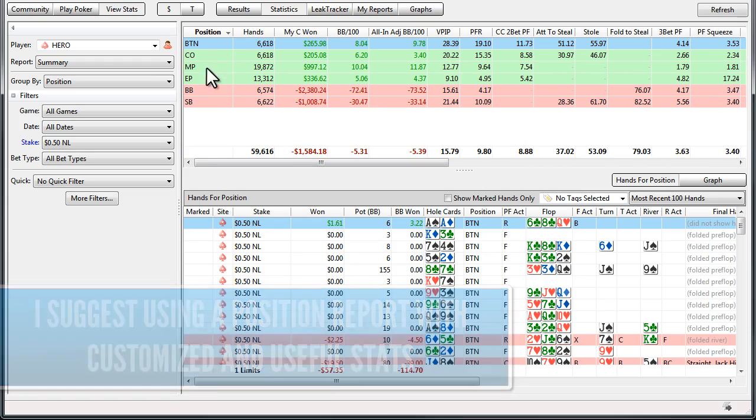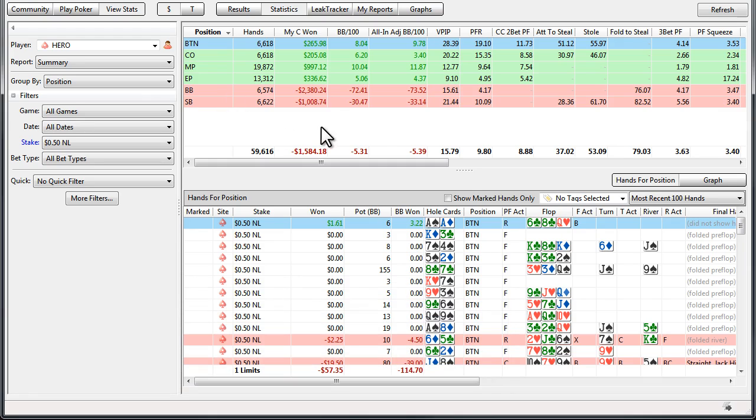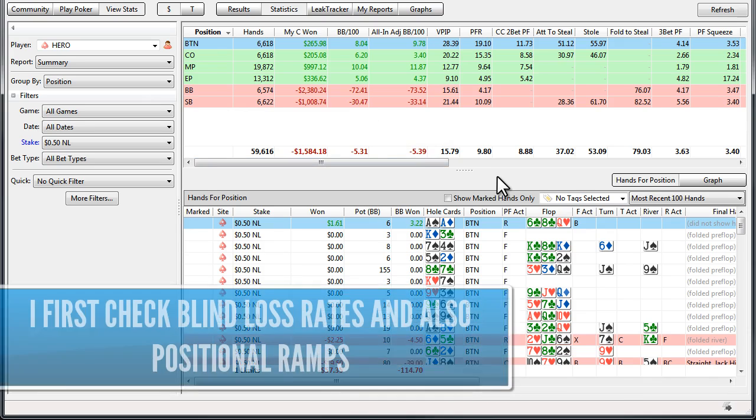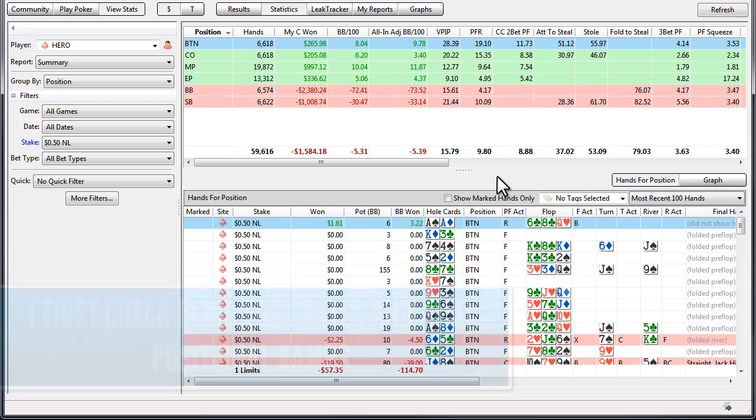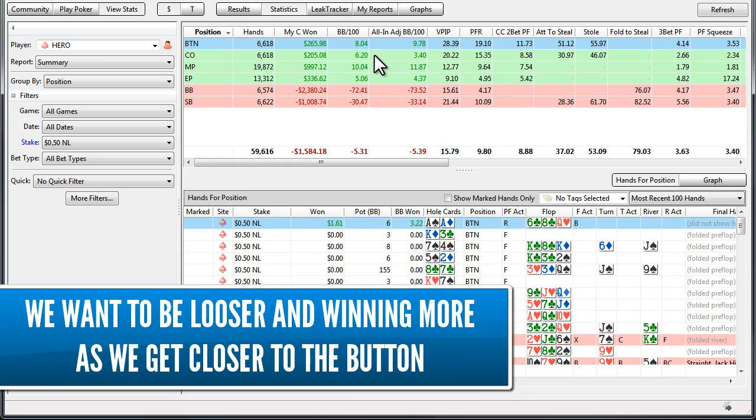So we have position, button on top, blinds on the bottom, and there's a couple of things that I'm first looking for. First and foremost is blind loss rate, and then second is kind of positional ramp. And when I talk about positional ramp, I mean that in two ways. First and foremost, that we're playing more hands from middle position than early, more hands from the cutoff than middle position, and so on. And then I also want to make sure that we are winning more from middle position than early position, more from the cutoff than middle position, etc.